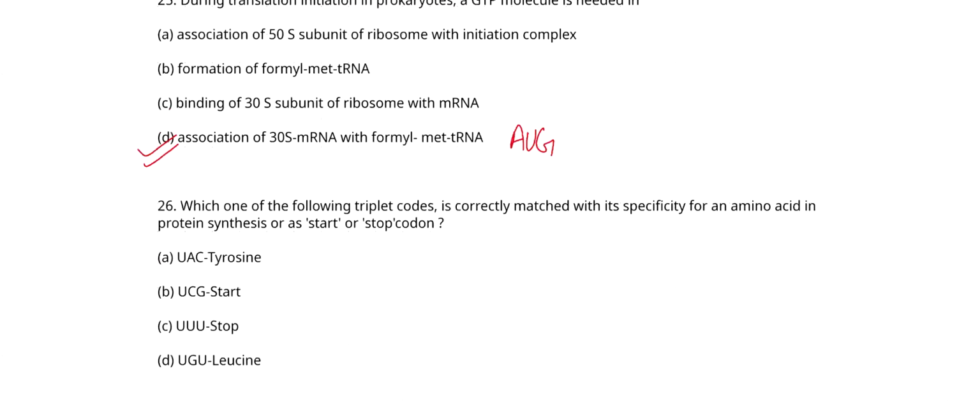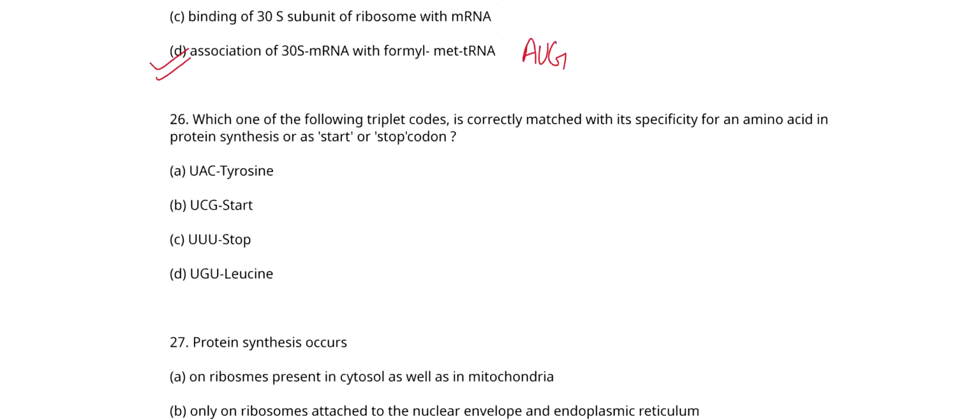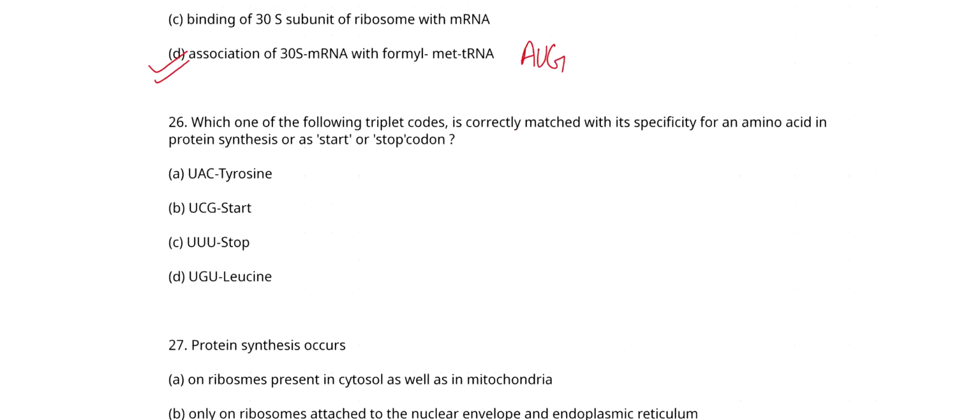So, our next question is 26. Which one of the following triplet codes is correctly matched with its specificity for an amino acid in protein synthesis or as a start or a stop codon? A. UAC tyrosine, UCG start, UUU stop, and UGU leucine. Answer will be A, that is UAC tyrosine, because AUG is an initiating codon, right?